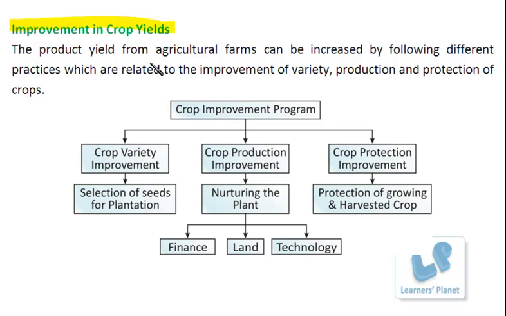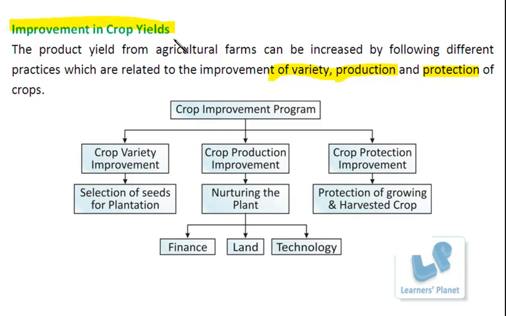In this case, the improvement is related to the variety of the crop. That variety is related to the quality of the food material obtained from these crops. Then there is production, that means the productivity, the amount of food obtained from the given piece of land or land area. And then there is protection. If the produce is not well protected, then there is no use of such a product.